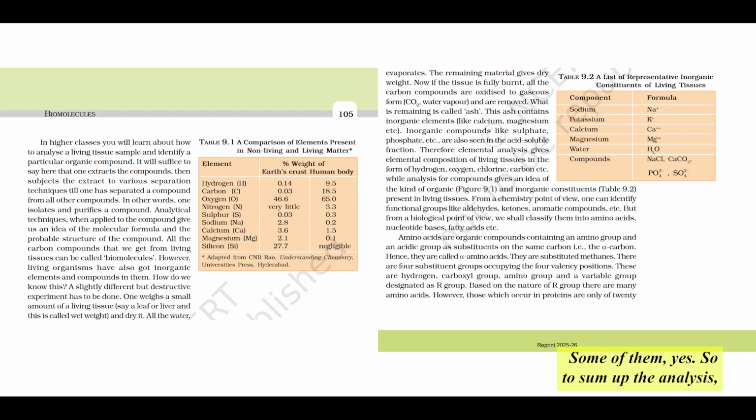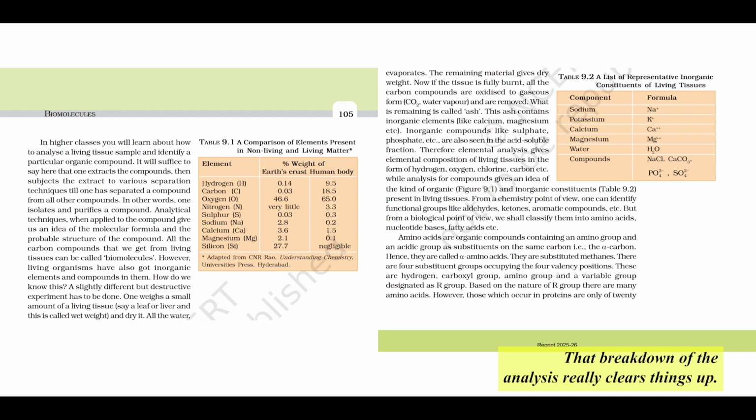Some of them, yes. So to sum up the analysis, elemental analysis gives you the list of elements, H, O, C, N, Cl, etc. Compound analysis, using the acid-soluble methods, tells you about the specific organic molecules, like amino acids, sugars, and the inorganic constituents, like Na+, K+, water, salts, phosphates, sulfates. From a chemistry viewpoint, we might look for functional groups, aldehydes, ketones, but biologically we classify them into categories that tell us about their function. Amino acids, nucleotides, fatty acids. That classification is more useful for understanding life.